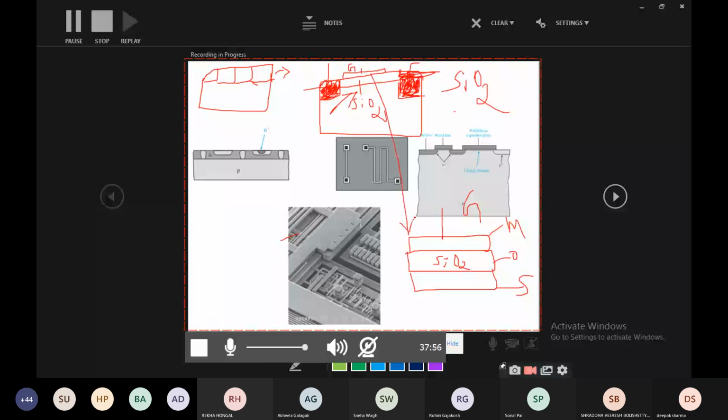Yes, sir. So if you simply look at this structure, it is like a capacitor only. What is metal? Metal is one plate of the capacitor. What is substrate? Substrate is the second plate of the capacitor. What is there in between? Dielectric. Correct. What is the dielectric? This SiO2 itself is the dielectric. So it is simply like this. Here we have the gate. Here we have the body, that is substrate.